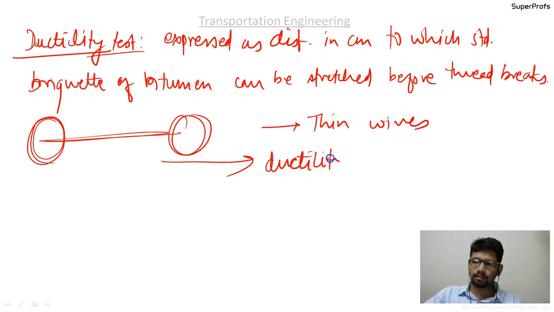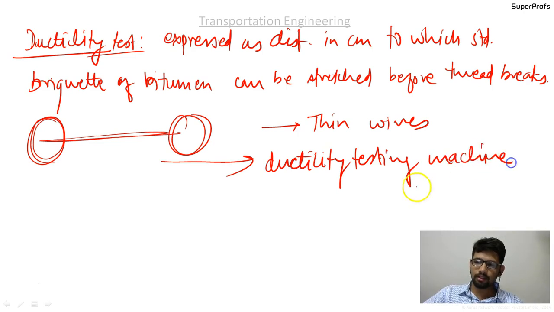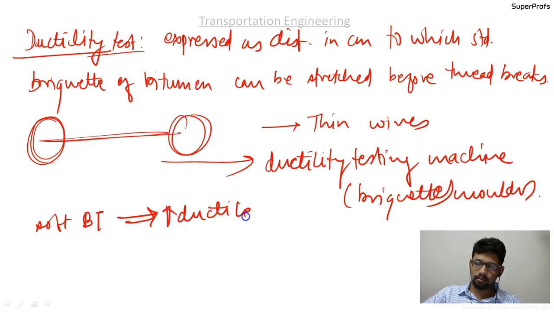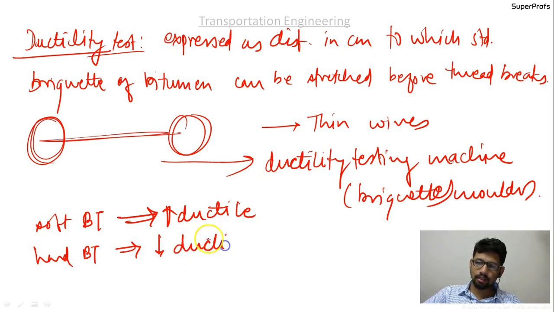In the ductility testing machine, the briquette molds. Softer the bitumen, the more ductile it is. So soft bitumen is more ductile, and hard bitumen is less ductile.